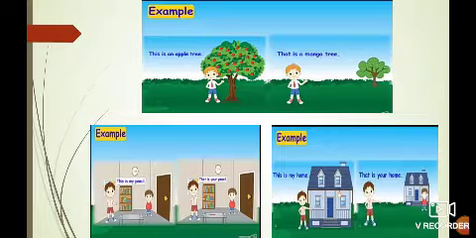So students, from these pictures and these examples, I think you all have understood that whatever things are near to us, we will say this. Okay? And whatever things are far away from us, we'll use that to indicate, to point out all those things. Okay, children?